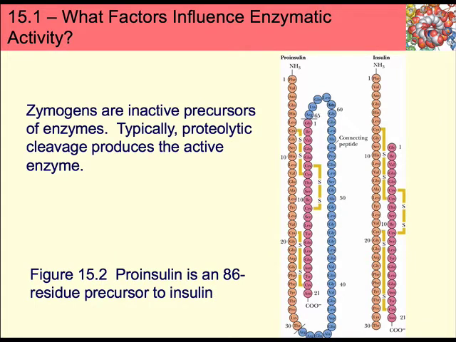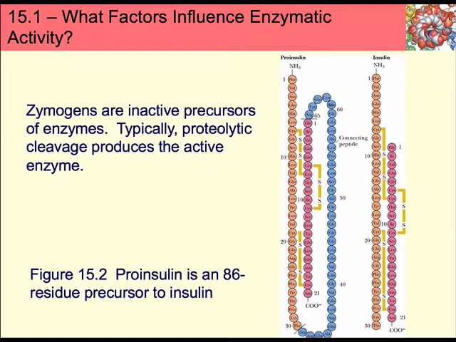Here you see the essence of a zymogen. A zymogen is an inactive precursor of an enzyme. Zymo, of course, referring to enzymes, and gen referring to generation. So this is the generation of an enzyme by cleaving a protein precursor, if you will. And a great example of that, even though it's not an enzyme, is insulin.